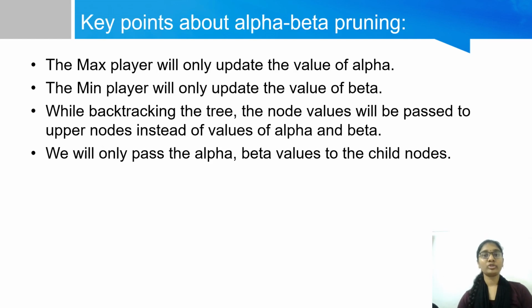Key points about alpha beta pruning. The max player will only update the value of alpha. The min player will only update the value of beta. While backtracking the tree, the node values will be passed to upper nodes instead of the values of alpha and beta. We will only pass the alpha beta values to the child nodes.